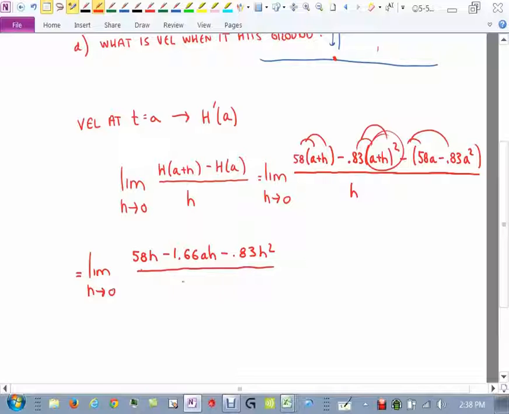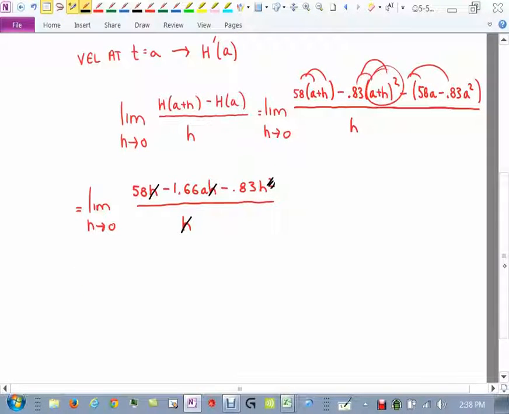Notice everything here has an H, so I can cancel H. I could factor it out, but I'm just going to cancel, and then one of these goes away, so you'll have just a single H there. So at this point, you have the limit as H approaches 0 of 58 minus 1.66A minus 0.83H all over 1. Actually, I don't need to write it as a fraction, because that H cancels.